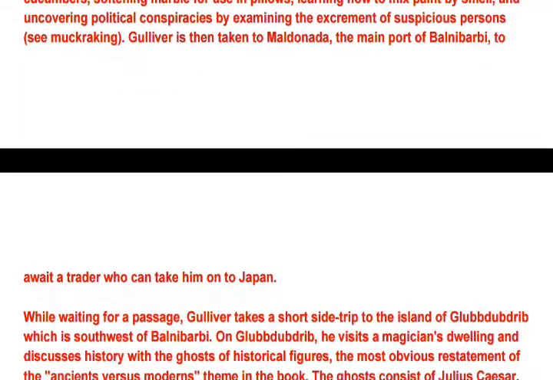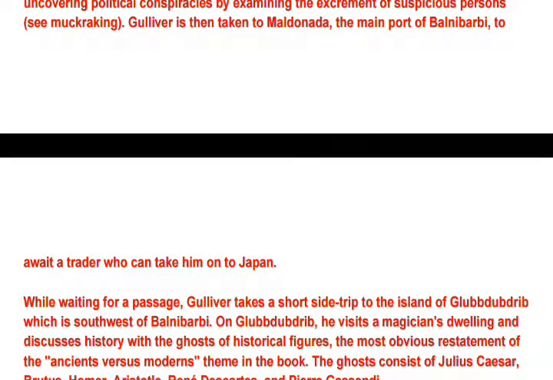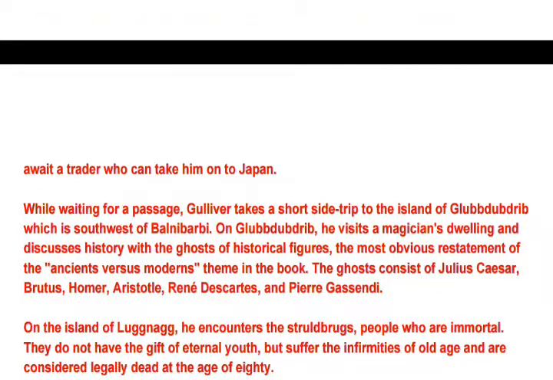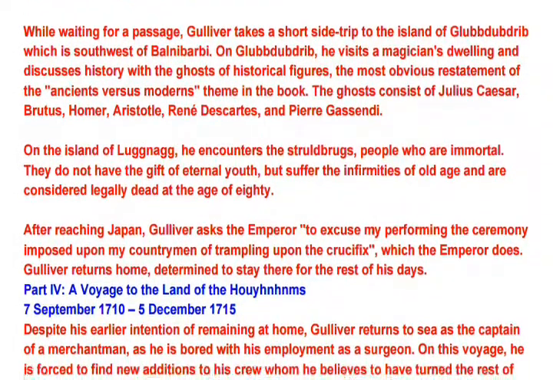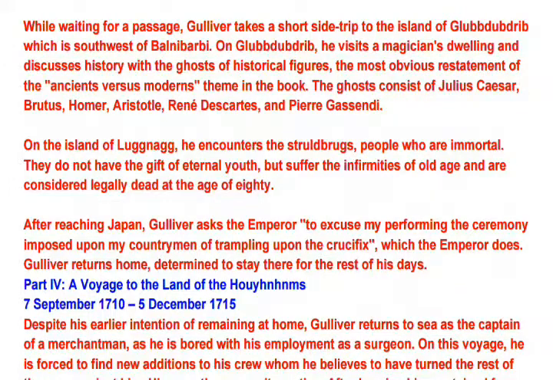Gulliver is then taken to Maldonada, the main port of Balnibarbi, to await a trader who can take him on to Japan. While waiting for a passage, Gulliver takes a short side trip to the island of Glubbdubdrib, which is southwest of Balnibarbi. On Glubbdubdrib, he visits a magician's dwelling and discusses history with the ghosts of historical figures.